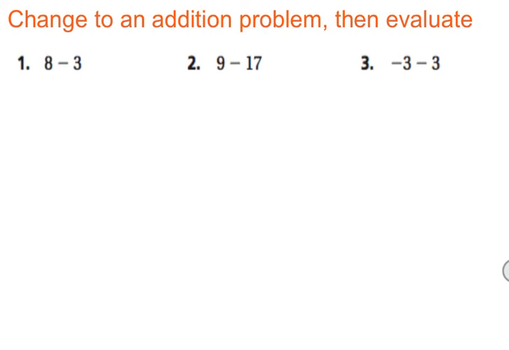Okay, common mistakes. Do not change the sign of the first number. You only change the sign after the subtraction. So in this case, the 8 is going to remain 8. The minus becomes plus, and the 3 becomes negative 3. Because subtract is add the opposite.